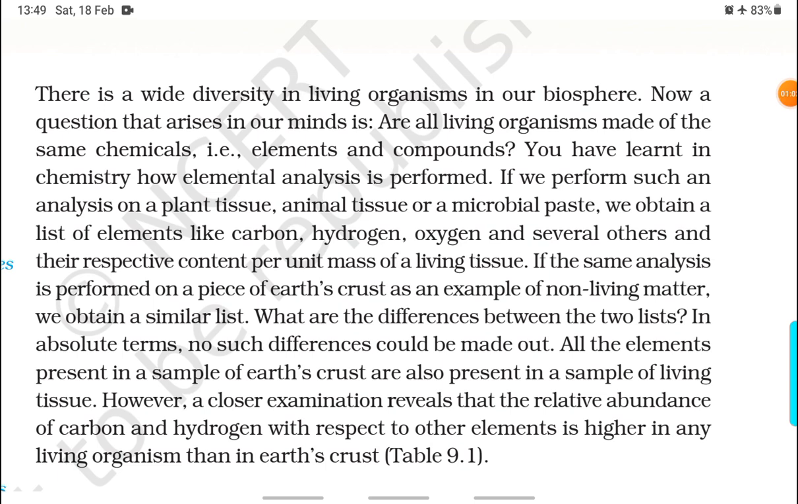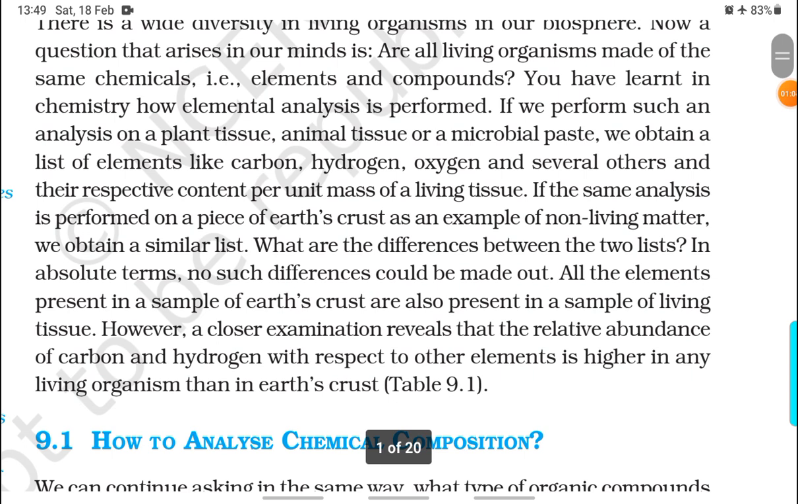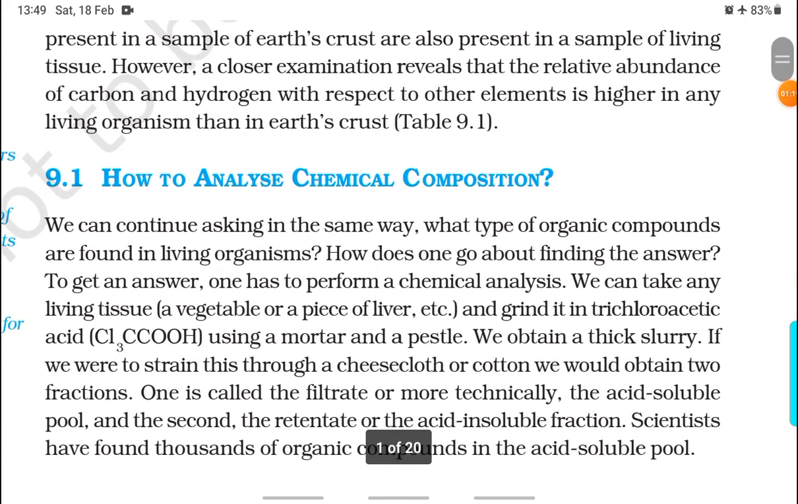All the elements present in the sample of Earth's crust are also present in a sample of living tissue. However, a closer examination reveals that the relative abundance of carbon and hydrogen with respect to other elements is higher in any living organism than in Earth's crust.